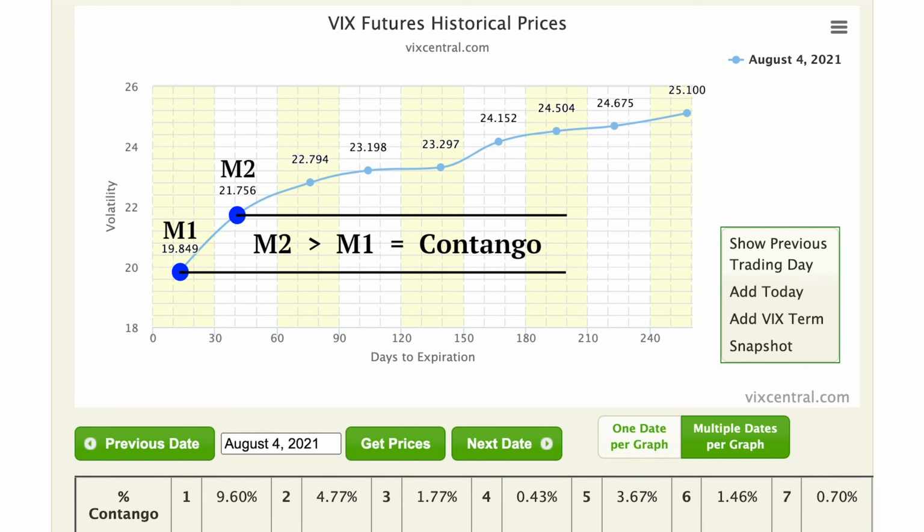And again, contango is very simple. It means M2 is trading at a price above M1. That's it. Now, oftentimes you'll hear people reference this contango number as a percentage. They'll say, well, we're in contango at 10%, for example. Let me show you where this number is coming from.